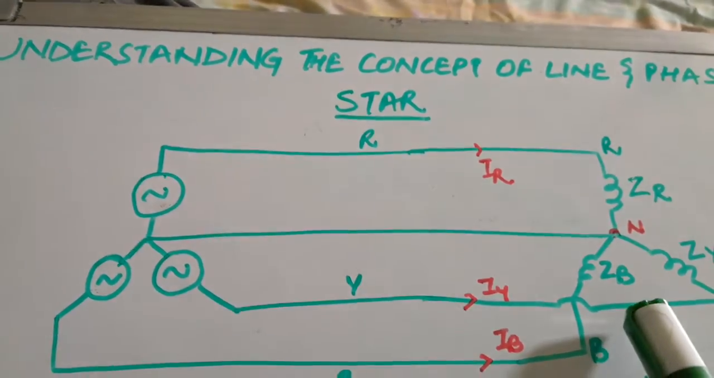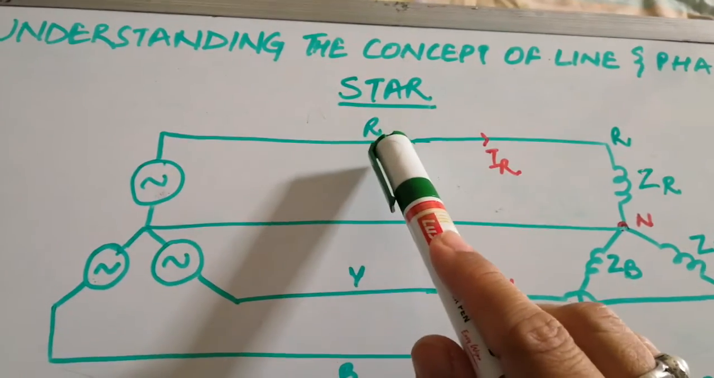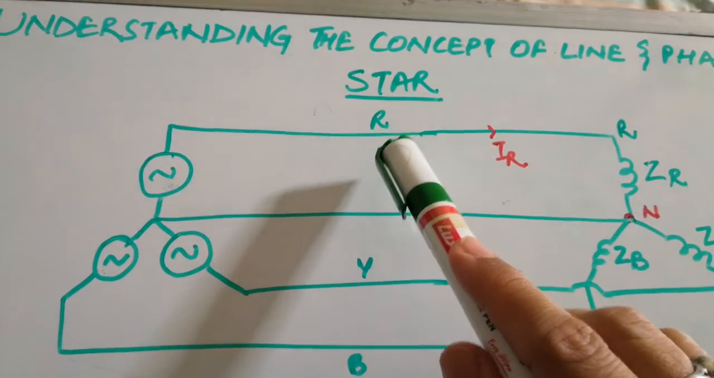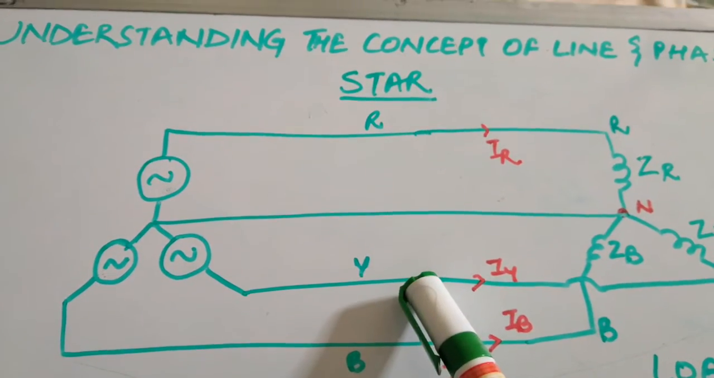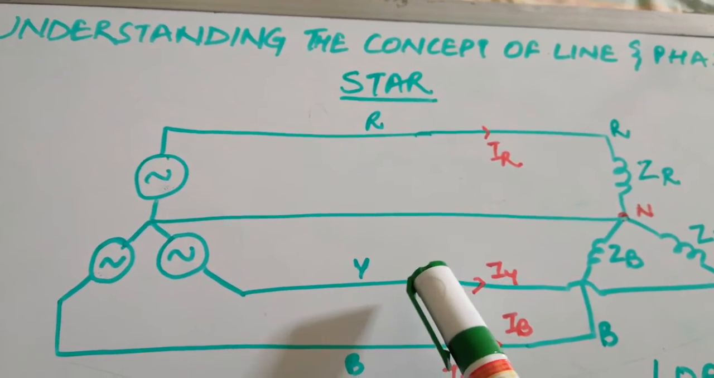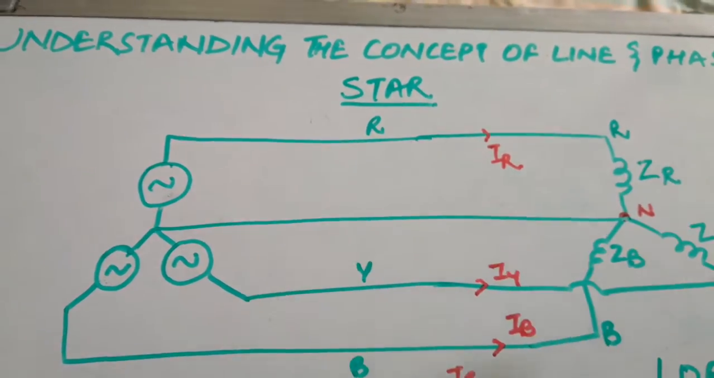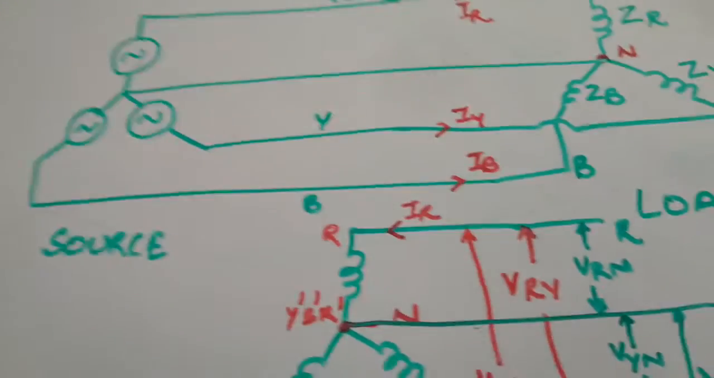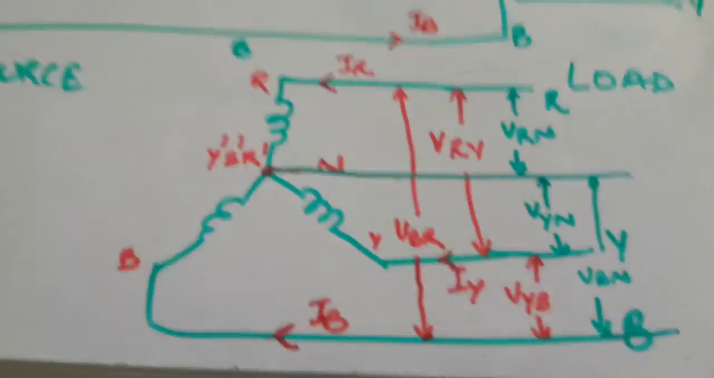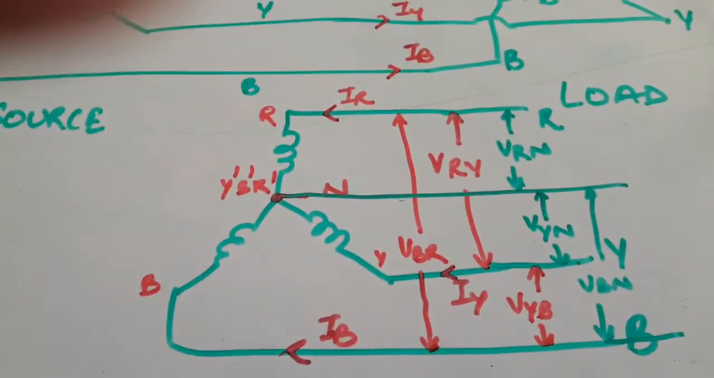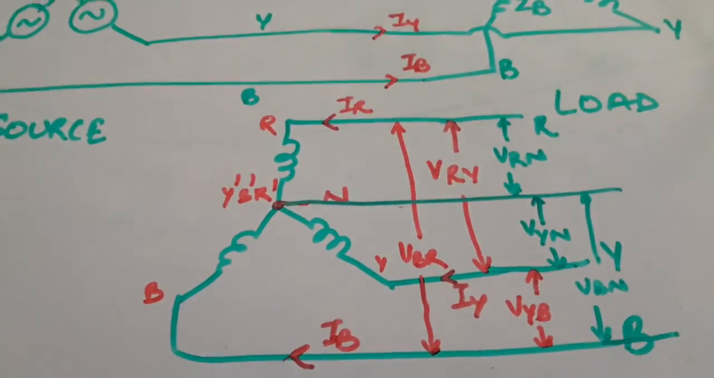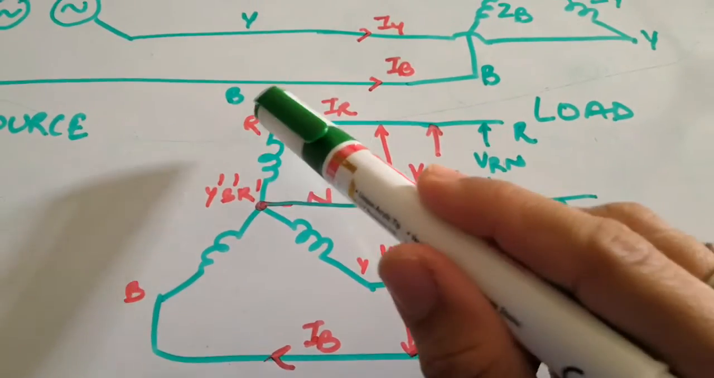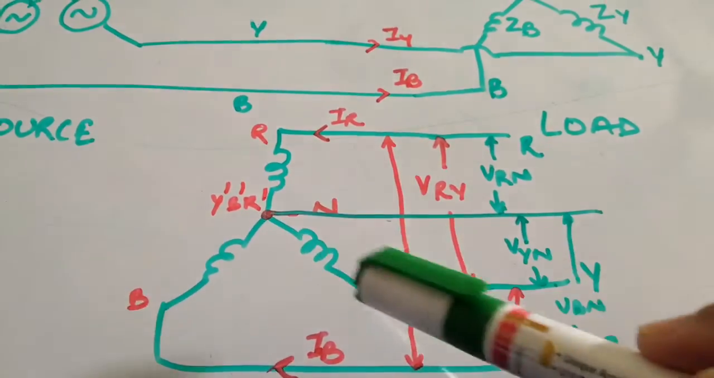So anything we are talking about between R and Y or Y and B or B and R becomes a line, either it is a voltage or a current. So let's discuss them quickly. I have drawn all the markings here. If you directly see, here I have marked all the coils R dash, B dash, Y dash.